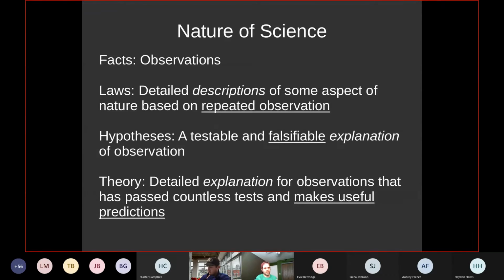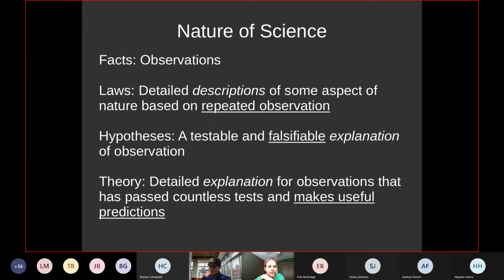Now, a hypothesis is a potential explanation for those observations. To be valid, it's got to be testable and falsifiable. If you can't prove it wrong, it's not a valid hypothesis. It's a waste of your time.